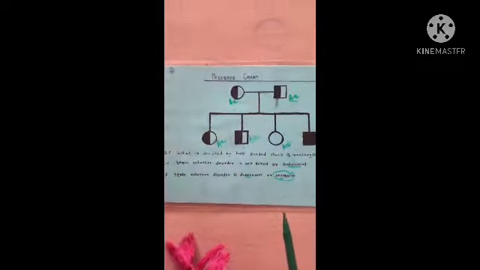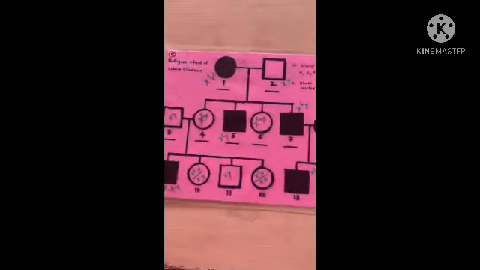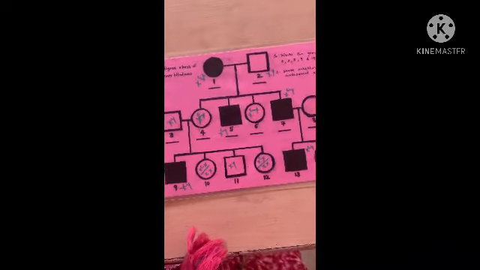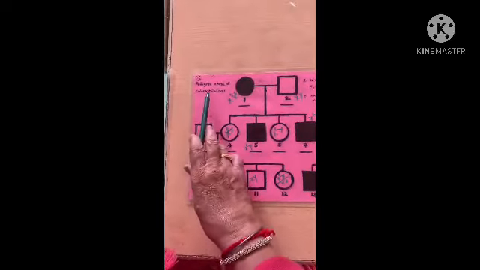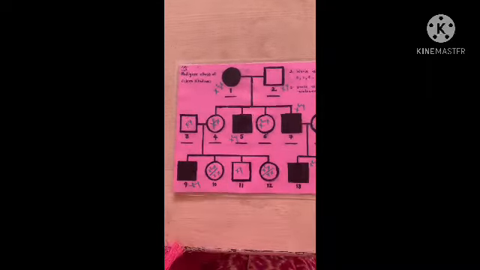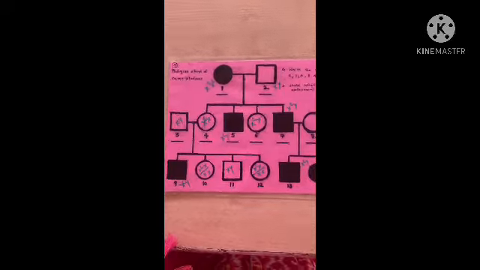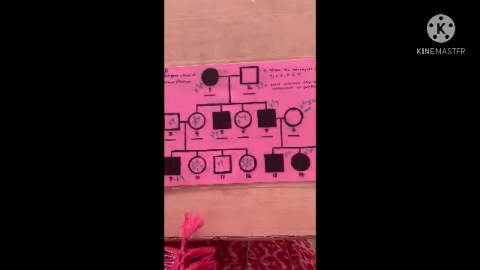Okay, so this is another one, a simple pedigree chart. Now, this one is for color blindness. Color blindness is given to you in the question. They have given you in the question that this is the pedigree chart of color blindness. If it is of color blindness, you know that color blindness is a sex linked disorder.